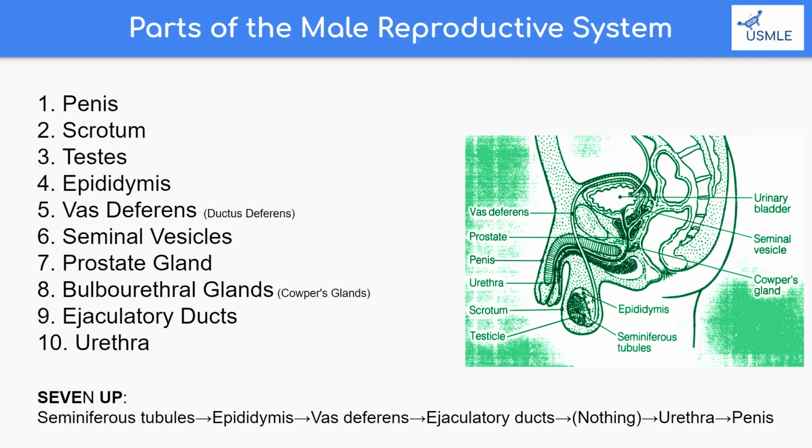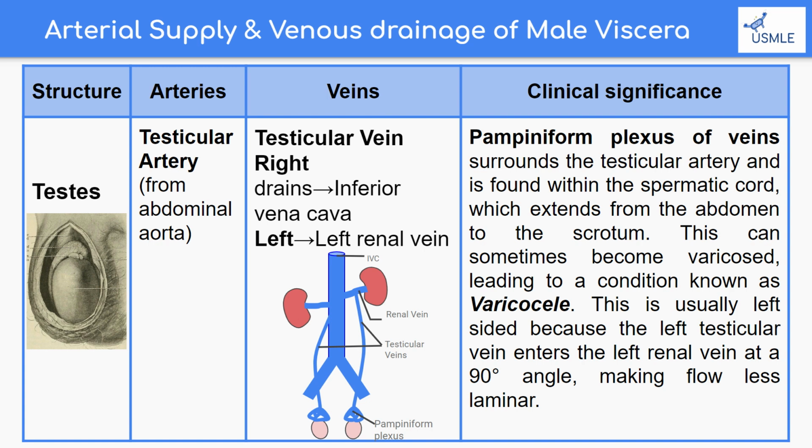Here is the gross anatomy of the male reproductive system. Note the various sequential parts. The ejaculatory pathway may be remembered by the mnemonic as shown. It begins with the seminiferous tubules, onto the epididymis, vas deferens, ejaculatory ducts, and onto the urethra. The arterial supply and venous drainage of the male viscera are a high yield topic.